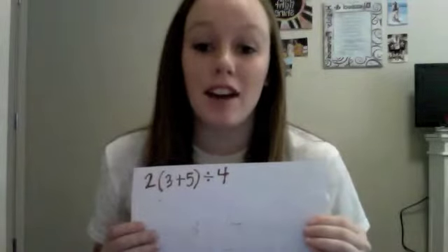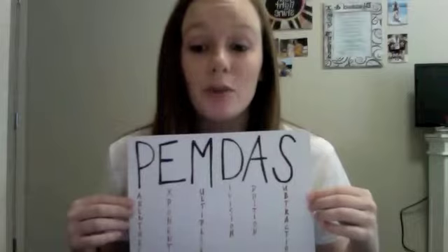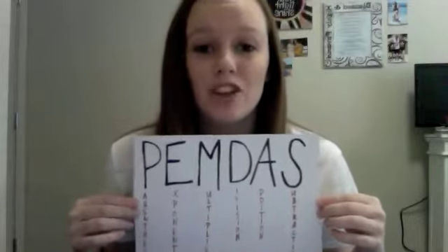Next, we will explore the order of operations, which is very important when dealing with complex functions. For example, if we have 2 times 3 plus 5 divided by 4, which operation would you start with? Well, we remember the order of operations by the word PEMDAS. PEMDAS stands for parentheses, exponents, multiplication, division, addition, and subtraction.